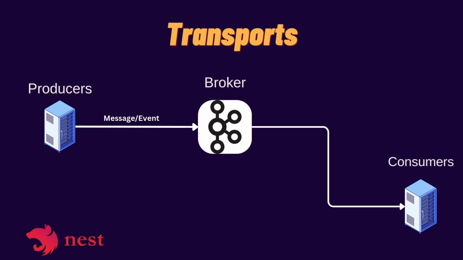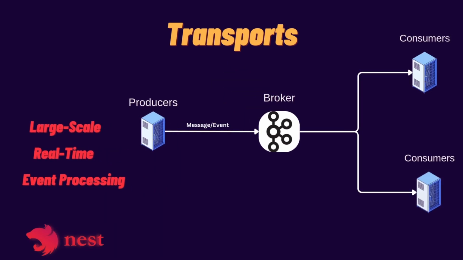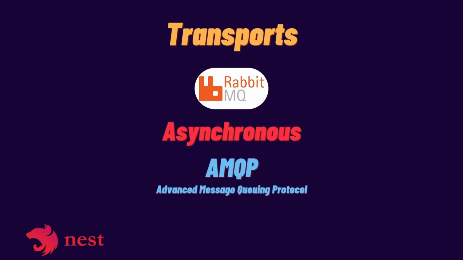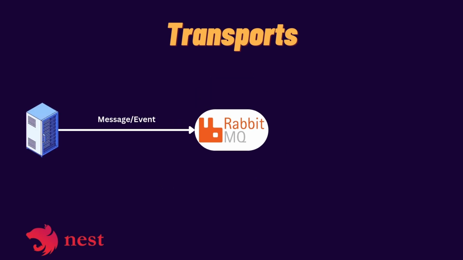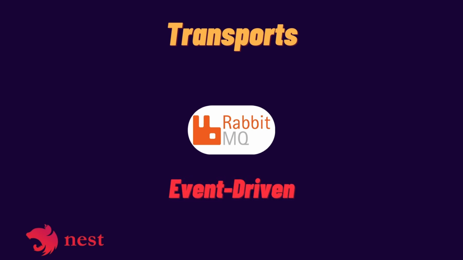So when to use Kafka in our microservices communication? For handling large-scale and real-time data streams and processing events, we can use Kafka for communication between our microservices. We will have an episode for configuring Kafka and using it in our microservices communication in NestJS. And finally, we have RabbitMQ, which is an asynchronous messaging system that uses the AMQP protocol. In this type of communication, a service sends a message to a RabbitMQ exchange and other services consume messages from a queue. For reliable messaging in an event-driven system, we can use RabbitMQ.